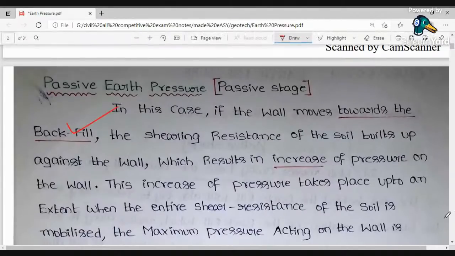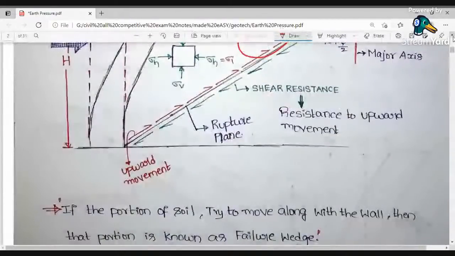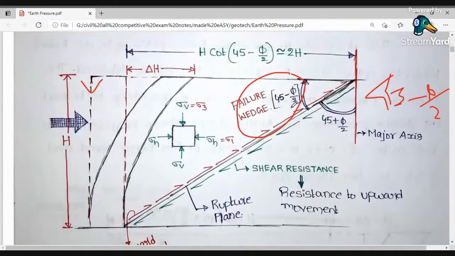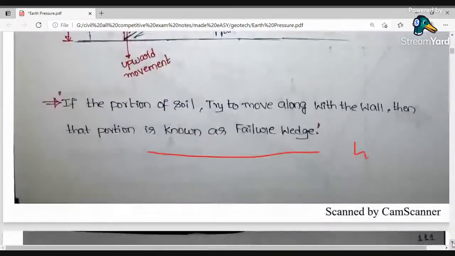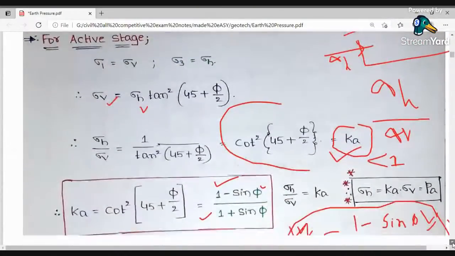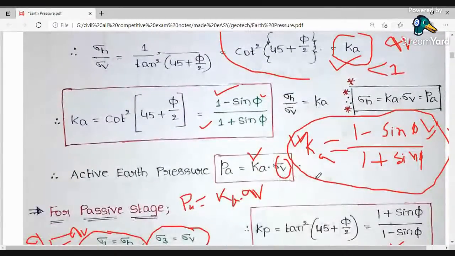That is important. Then we try to derive that the failure plane is at 45 degree minus phi/2 in case of passive. And in case of active the failure plane is 45 degree plus phi/2, that is opposite. Then we also derive the equation for the cohesionless soil. For the cohesionless soil we get the Ka value, that is coefficient of active earth pressure, as 1 minus sin phi divided by 1 plus sin phi.